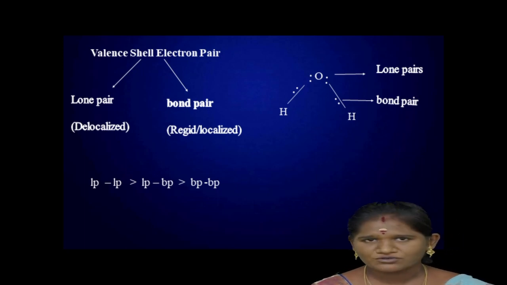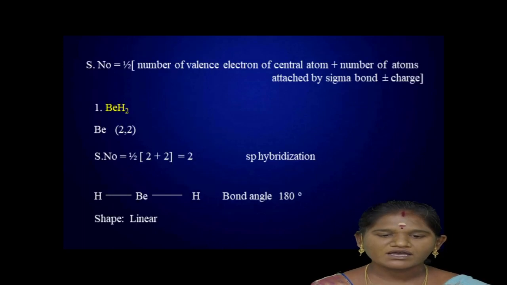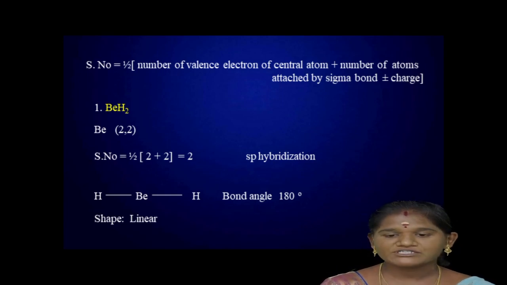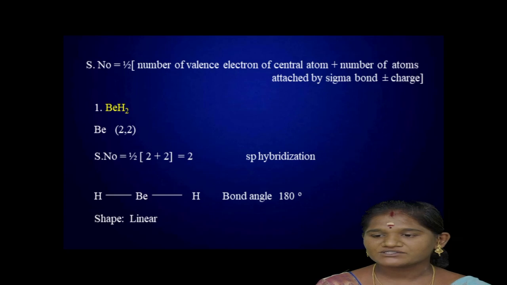Now I will give you one formula which is used to predict the shape of any given molecule. The formula is: steric number equals half into the number of valence electrons of the central atom plus the number of atoms attached by sigma bonds plus or minus charge.